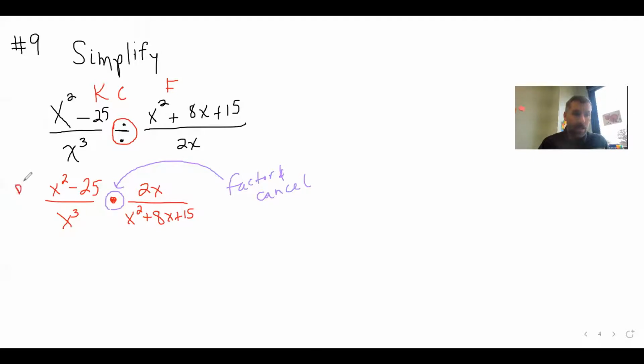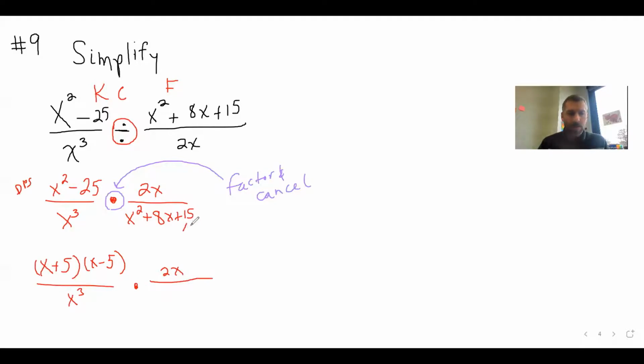We've got a DPS right here, perfect squares. X squared is a perfect square. 25 is a perfect square, and they're separated by a minus sign. So that's how we break those down. Keep the x to the third on bottom. Keep that times sign. Keep the 2x. We can't do anything with those.